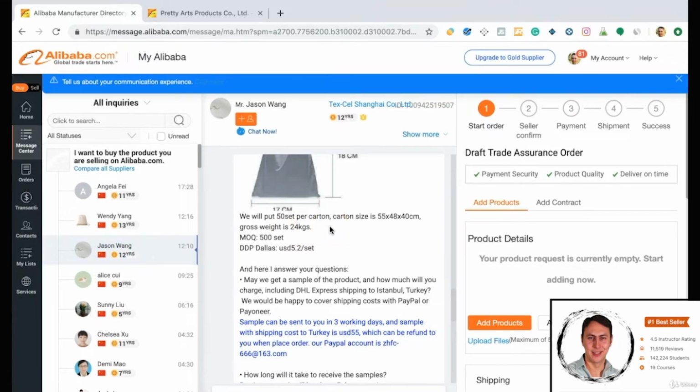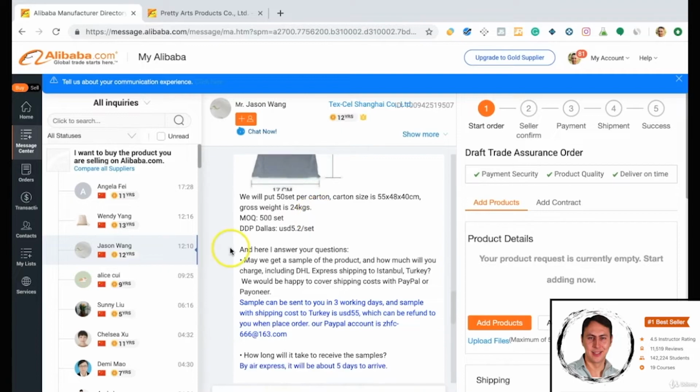They mention important information here. MOQ, minimum order quantity, means the fewest order units. It's 500 units. They aren't accepting an order of 300 units. You can order at least 500 units of products, and with DDP the unit price is $5.20.